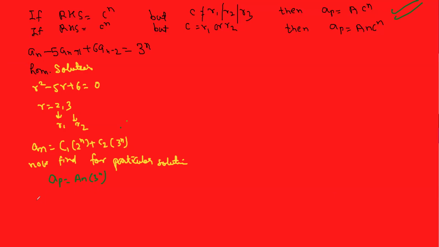Okay? A n 3 raised to n, 5 n minus 1, 3 raised to n minus 1. Why n minus 1? Because this is n minus 1. Okay? Understood? Plus 6 A, here A n minus 2, 3 raised to n minus 2 is equal to 3 raised to n. Understood?